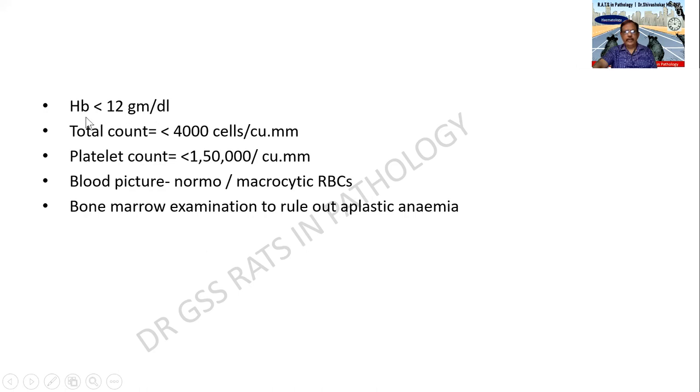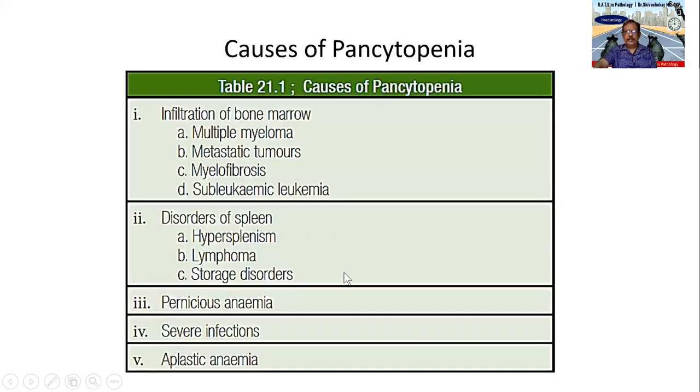Usually, in a case of pancytopenia, by definition, the hemoglobin is less than 12 grams, total count less than 4,000, platelet count less than 1.5 lakhs per cubic millimeter. That is, it is lower than the lowest value. The blood picture shows normocytic or slightly macrocytic RBCs, not much of anisopoikilocytosis. Anyway, a bone marrow examination is mandatory to rule out aplastic anemia. So this will be the blood picture, and then these are the causes for pancytopenia.